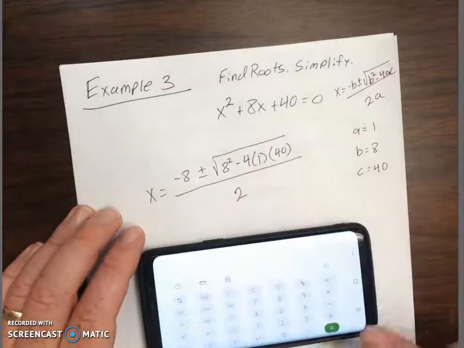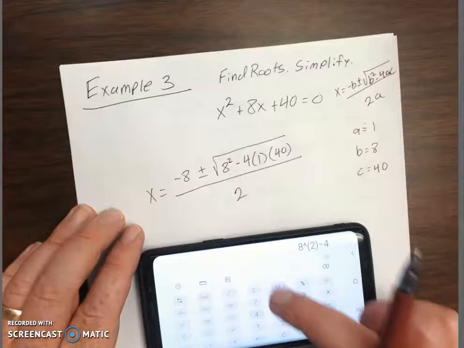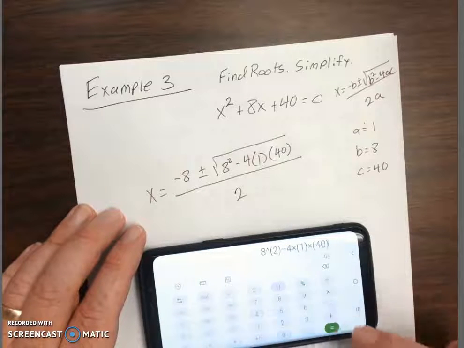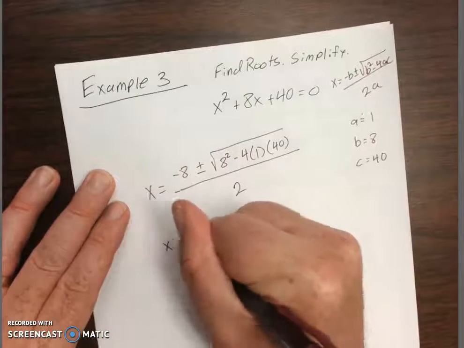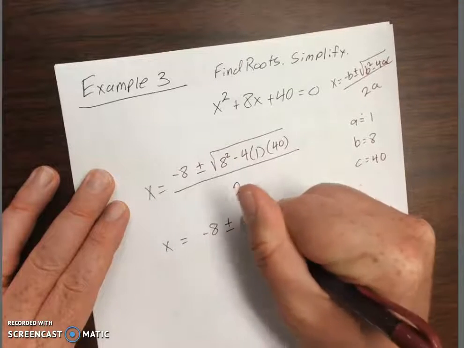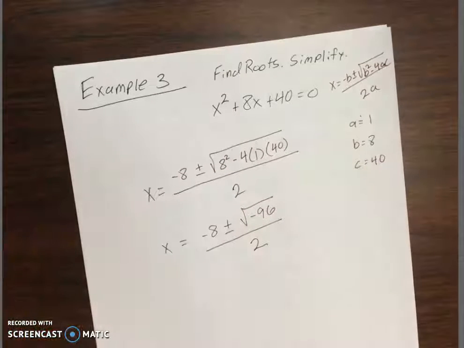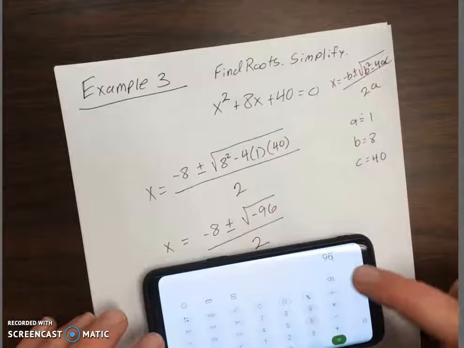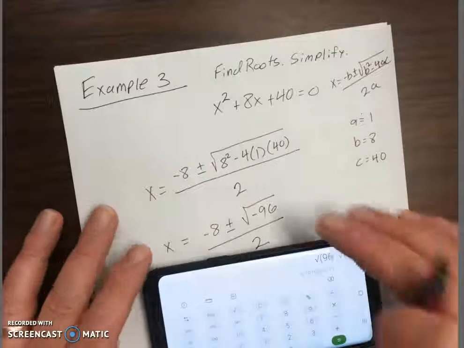So I'm just going to do what's underneath the radical. 8 squared minus 4 times 1 times 40 equals negative 96. So x equals negative 8 plus or minus the square root of negative 96 over 2. 96 isn't a perfect square. I can go to my calculator, and the square root of 96 gives me an irrational number.